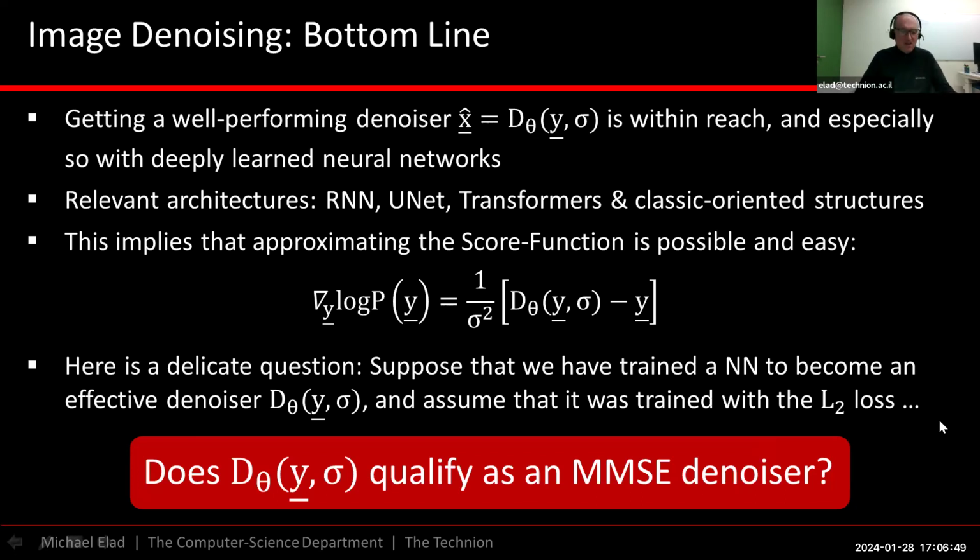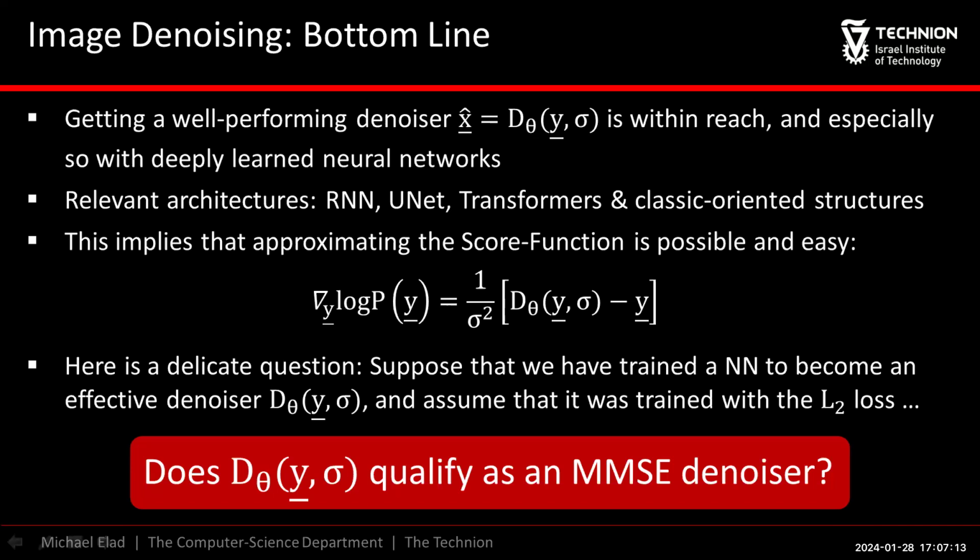Is it an MMSE denoiser eventually? What do you think? People, are you with me? I'm training a neural net to become a perfect denoiser. Is it an MMSE denoiser? It's an approximation of an MMSE denoiser. Why not exact MMSE? Because you approximate on all your data sets, which is not the real distribution on images in the world.